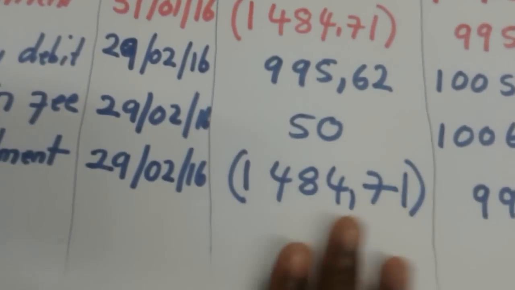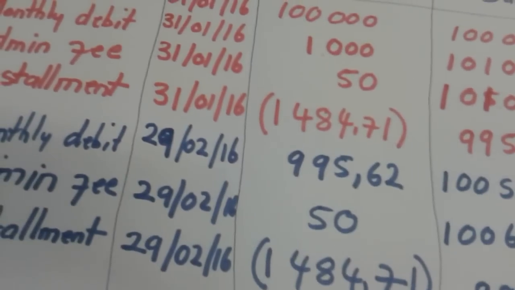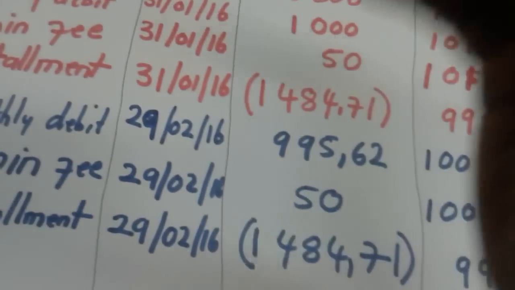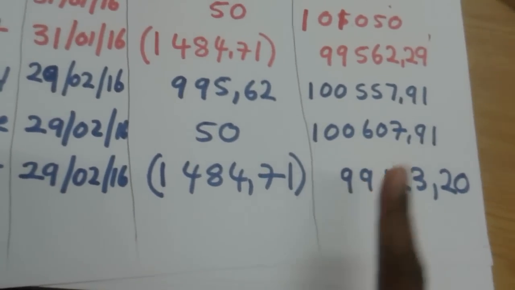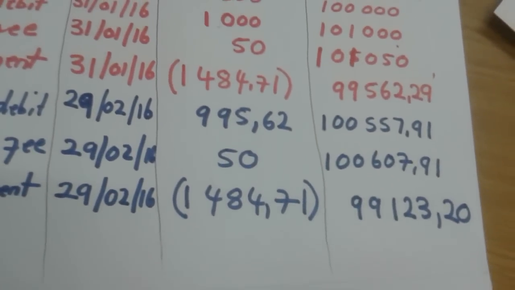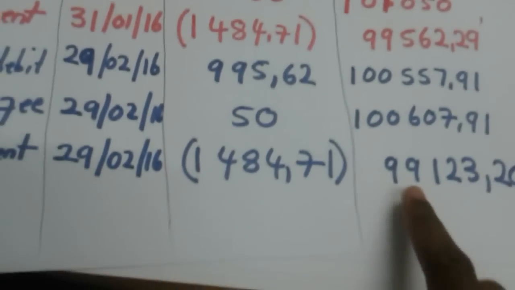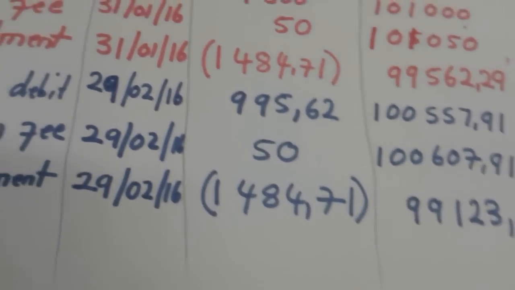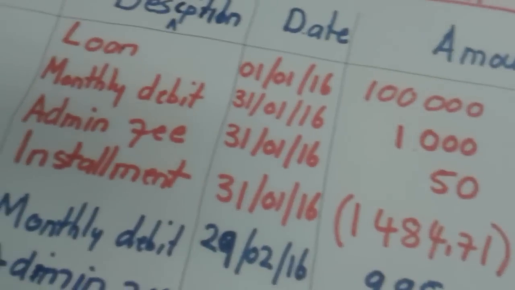Now it will continue like this. So these two won't change. It will remain the same. The only thing that will change is your interest. Your interest will be becoming lesser and lesser. Why? Because as you can see, the balance is getting lesser and lesser. Here the balance was 99,562. Here the balance is 99,123. So you see, it's getting lesser and lesser. This is how a bank statement is done.